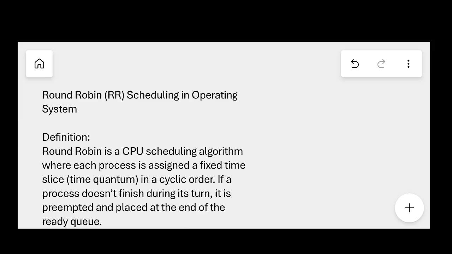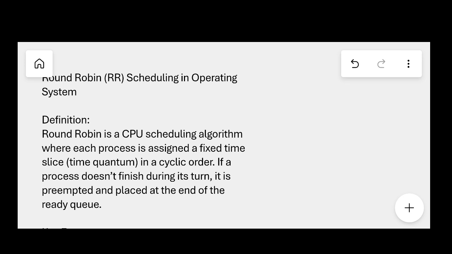Hello guys, today we are going to learn about round robin CPU scheduling in operating system. It is a very popular algorithm used in time sharing systems. I will explain it in a simple way with an example. See, definition.